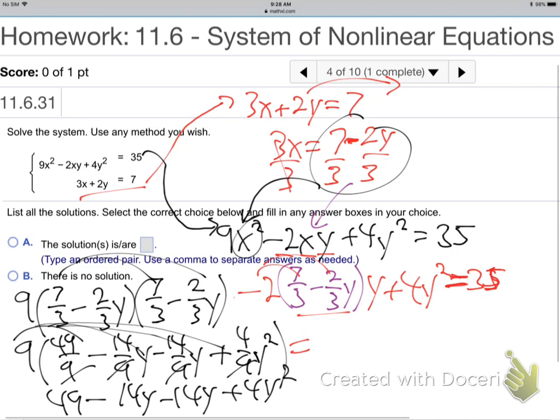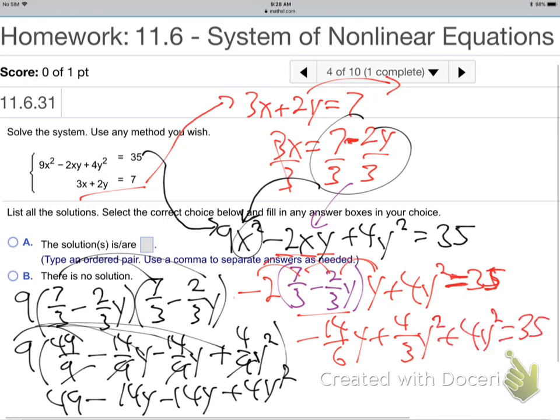That's going to distribute through, oops, not equals. We're going to get minus 14/6 y. The y will also distribute in, plus 4/3 y squared, plus 4y squared equals 35. Look at that. I mean, that's just rough. I mean, you can do it. You could now multiply through by 6. That would get rid of all the denominators. You'd have a whole bunch of others. You can do it. It's just tough. It's just tough sledding, right? Just a tough path.